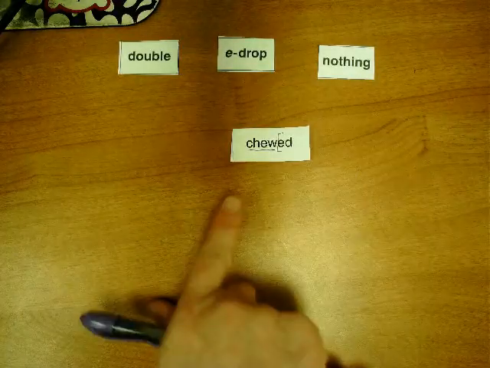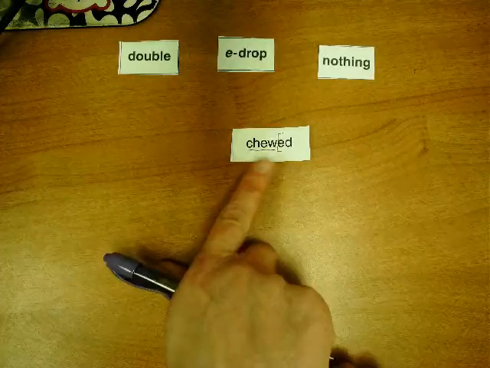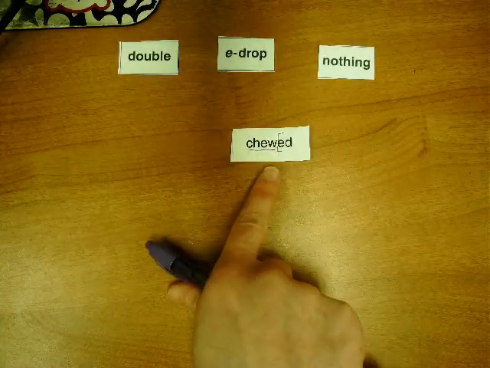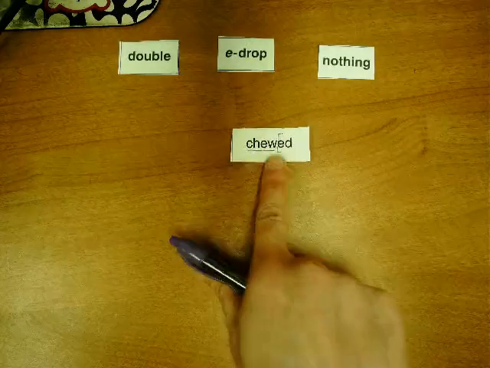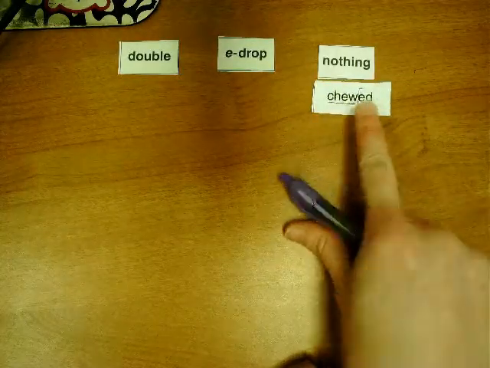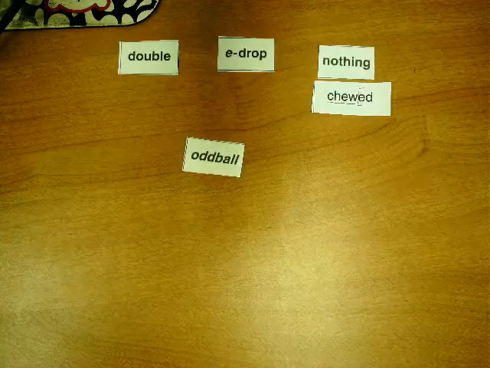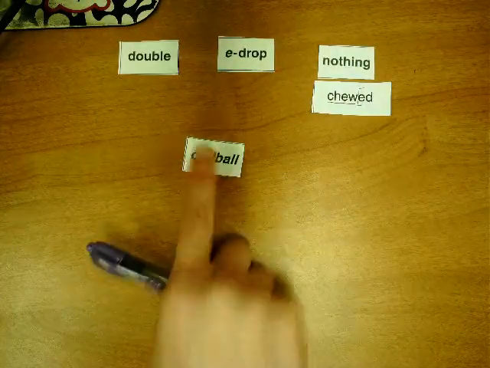Okay, so let's take a look here, right? Did we double that W? Nope. We have an E to drop? Nope, we had nothing, right? So that followed that nothing rule. Now you will notice that we have an oddball header, and we'll talk about that a little bit later.